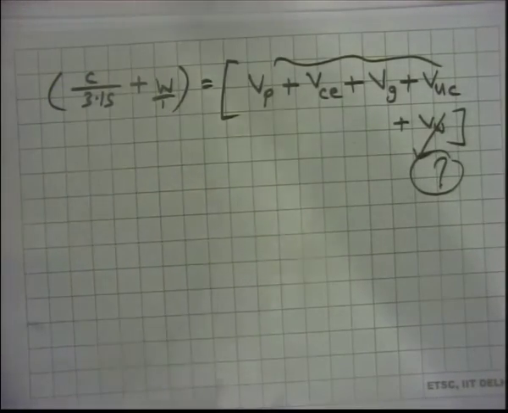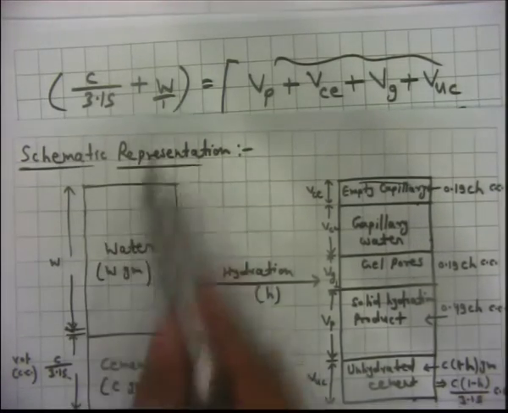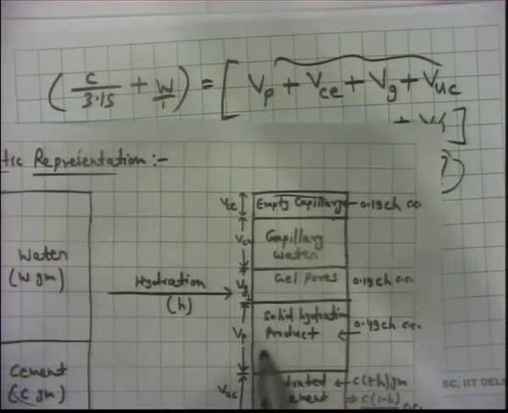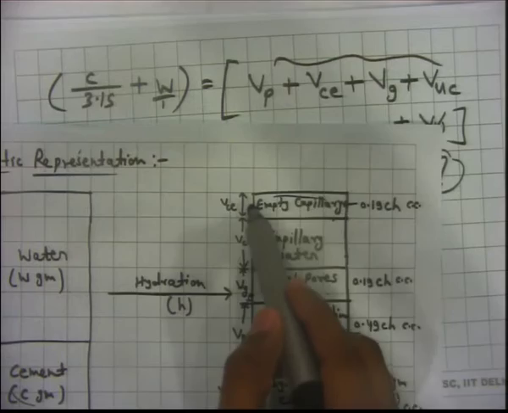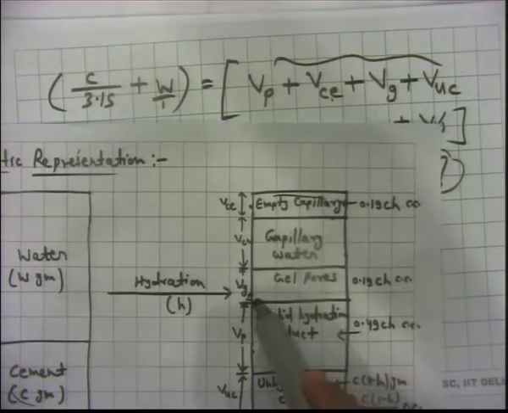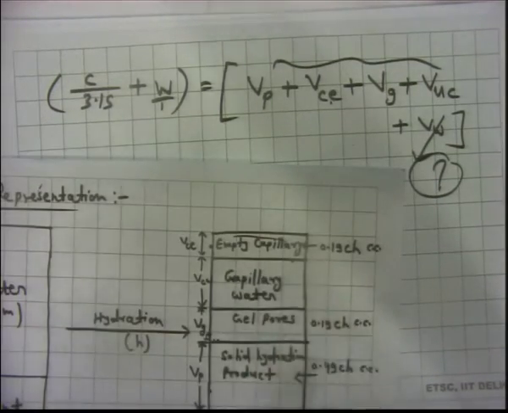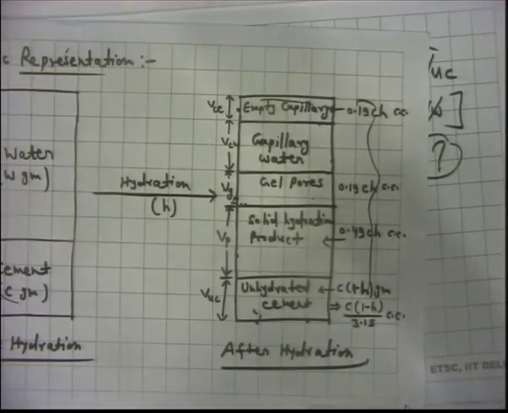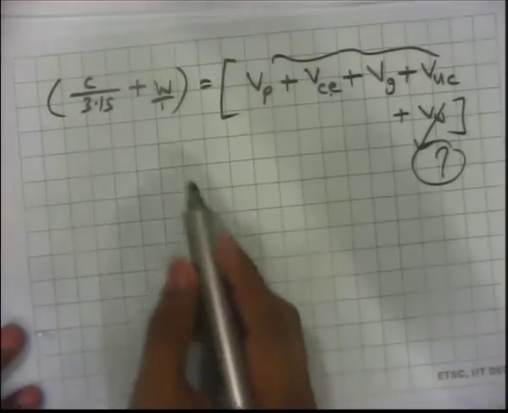Once again we can refer to the schematic diagram. Here we can see that C divided by 3.15 plus W will be the original volume, and the final volume must be equal. So Vp, this one, is the first term, this is Vce, the second term, the third term Vg will be gel pores, the fourth is the unhydrated cement, and the remaining is the capillary water, which we have to calculate. All these volumes which I have written here we have already calculated. So from this equation we can easily calculate the volume of capillary water.